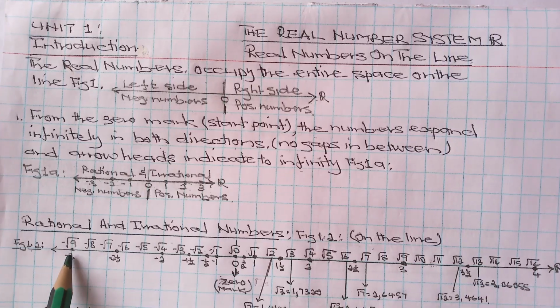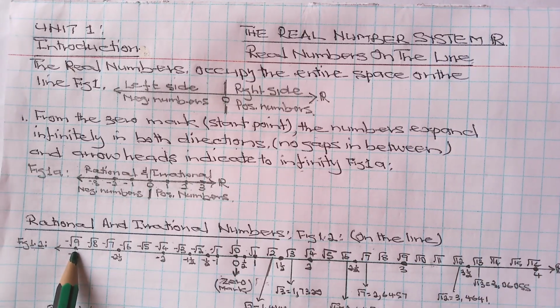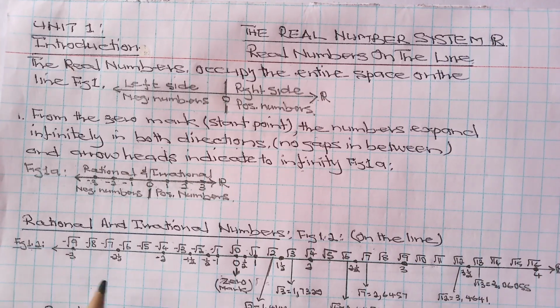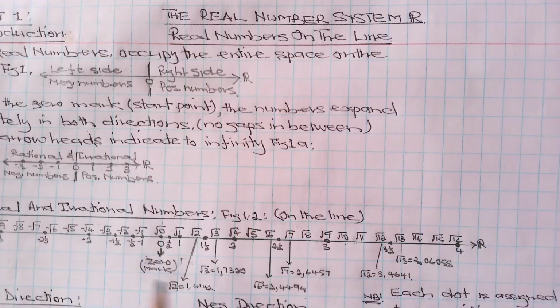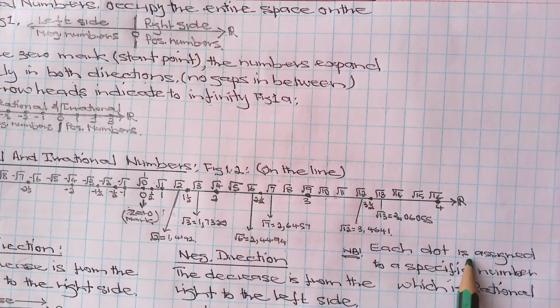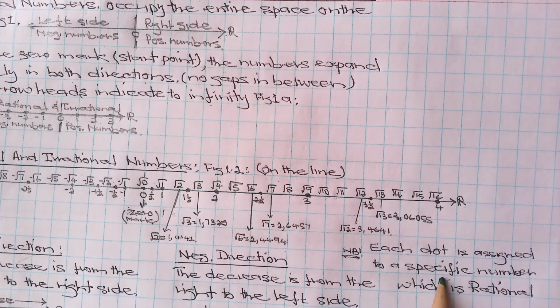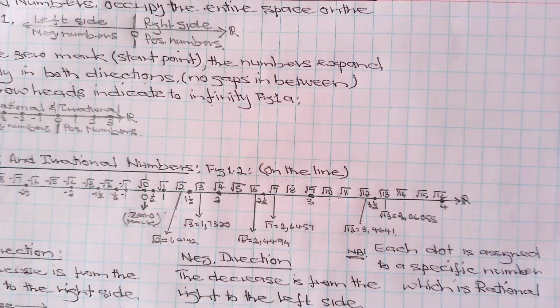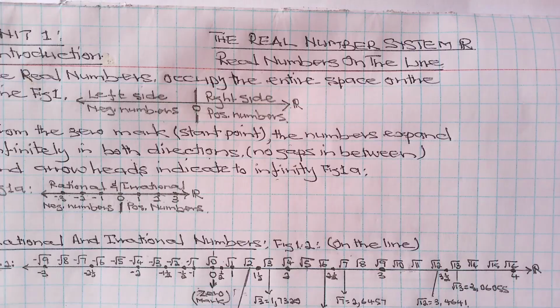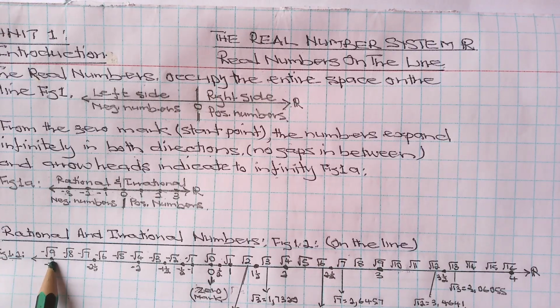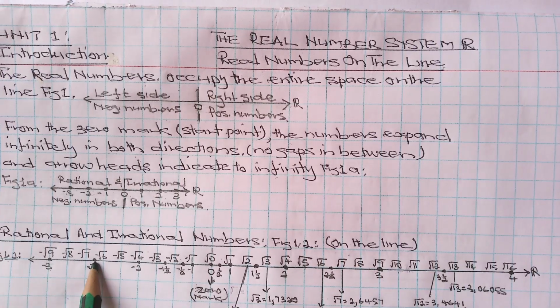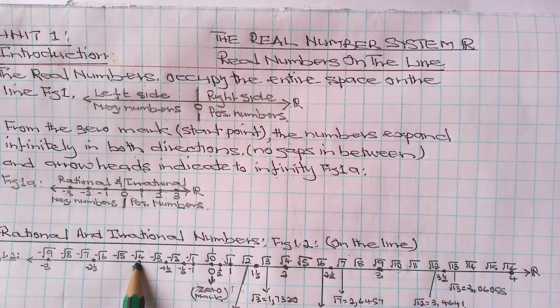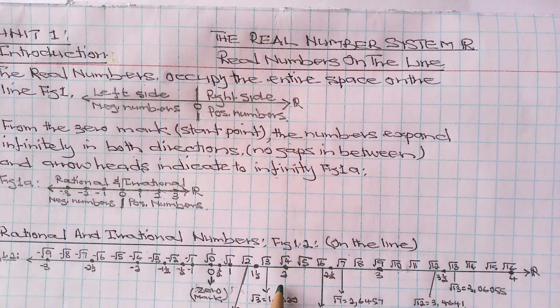We are at -3, which is an integer. Now, each dot on this number line is assigned to a specific number, which is rational. Now, let us look at the dots on the number line. -3 is rational. -2.5 is rational. -2 is rational, and so forth.